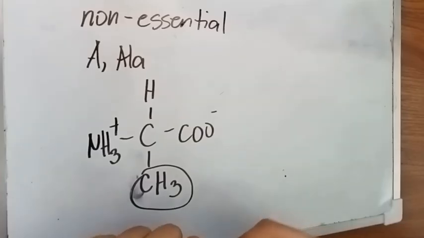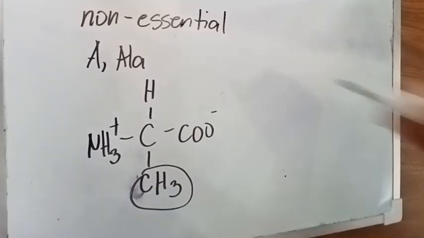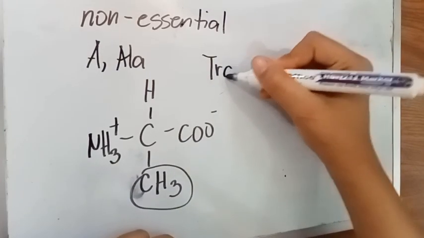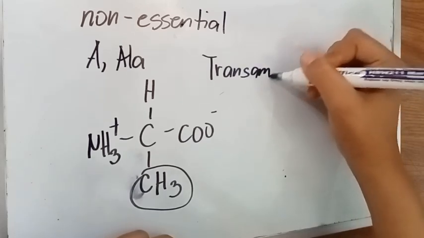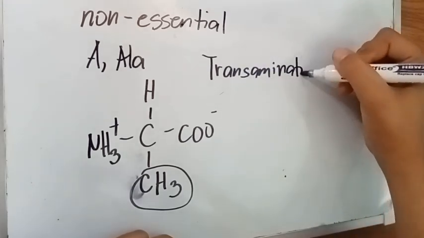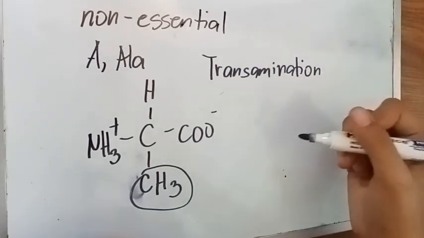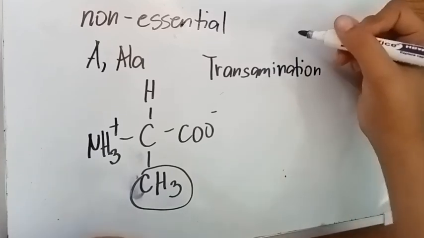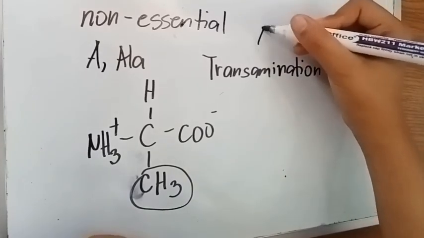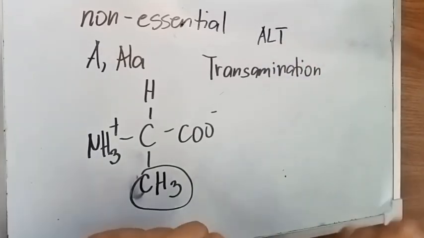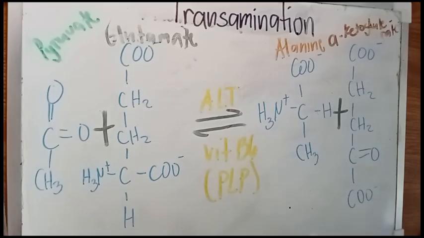And alanine is synthesized in the human body mainly through a process called transamination, which is catalyzed by the enzyme alanine aminotransferase or ALT. So this is the process of transamination.